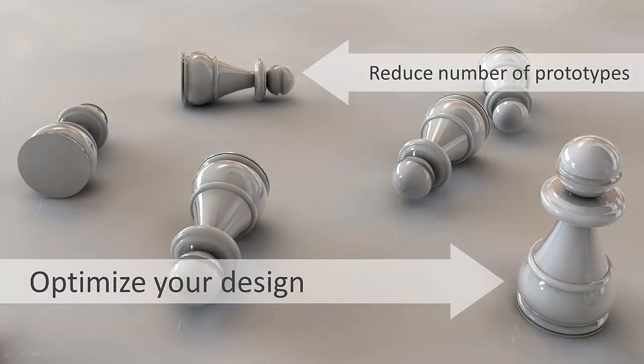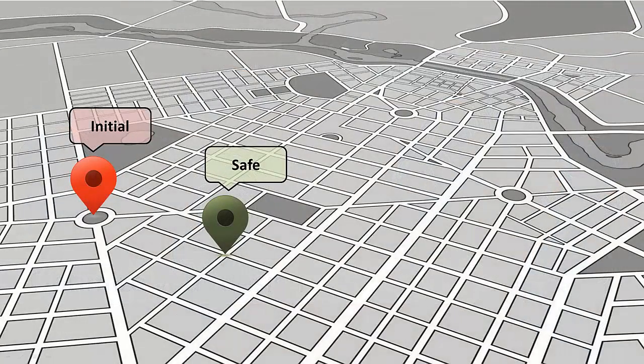So what we do by doing this is that we can optimize our design, but we also heavily reduce the number of prototypes, because the optimization would take a long time to do manually. And I want to show you this as a final step.